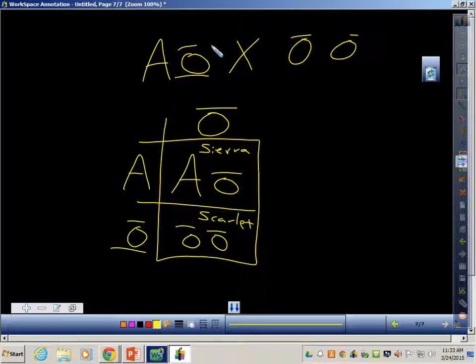Blood type's cool because it can show multiple alleles, codominance, and complete dominance, heterozygosity, homozygosity, all of the rules except for one thing, incomplete dominance. And we'll talk about that in a little bit. Okay?